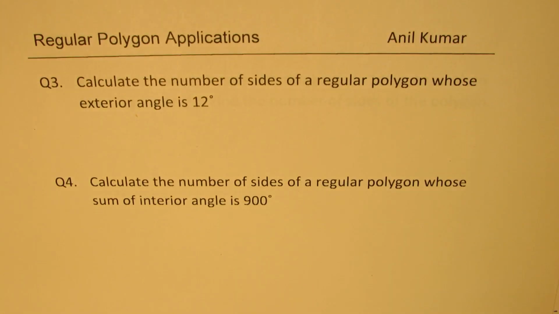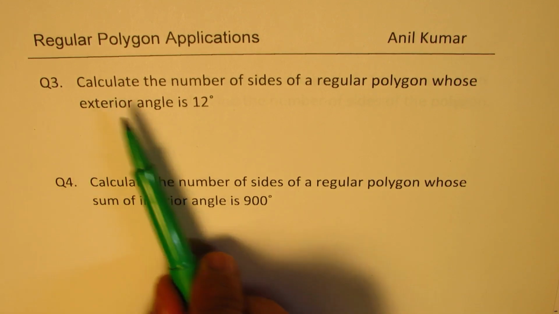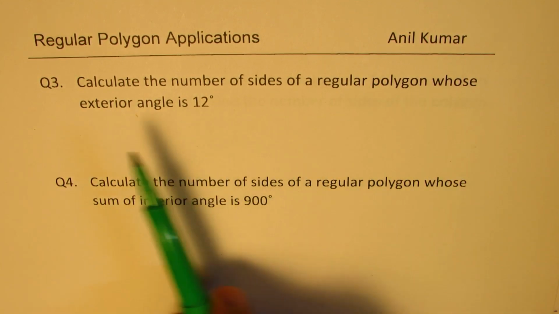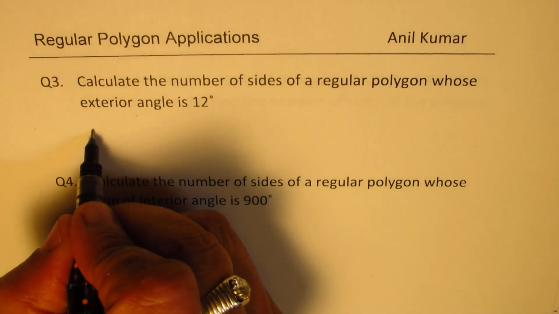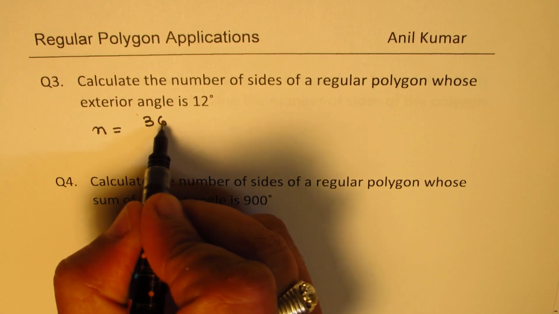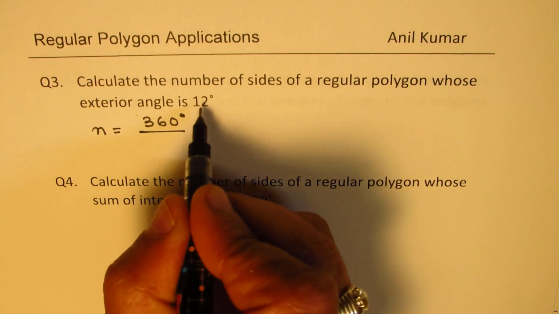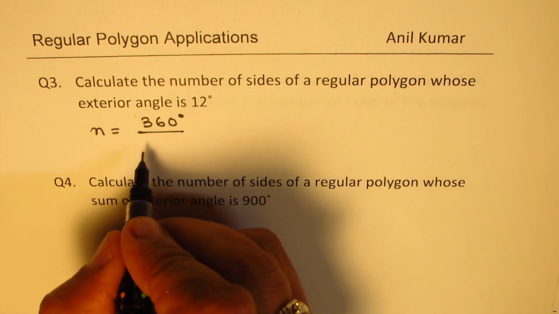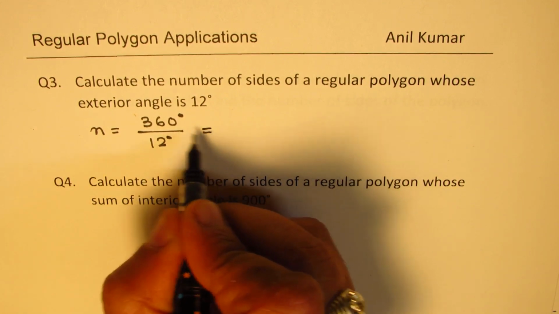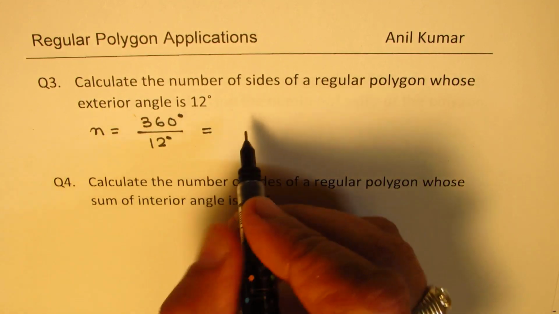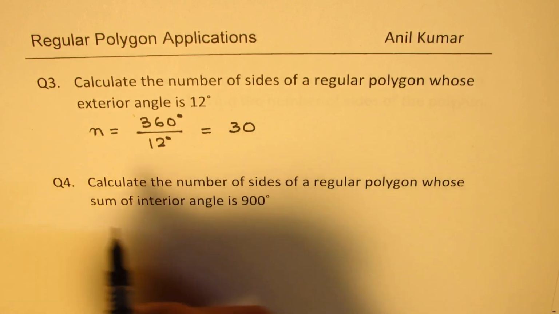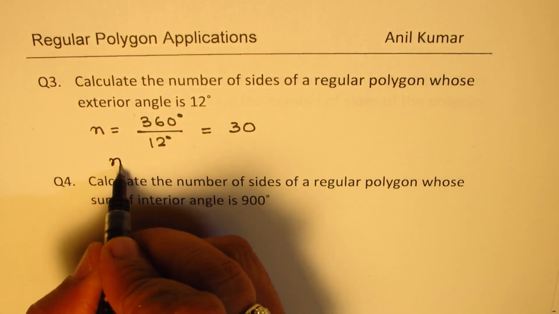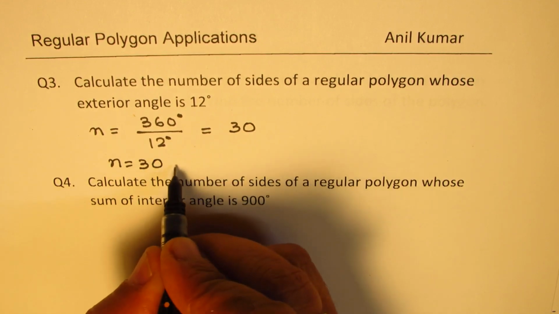Let's move on and answer question number 3, which is calculate the number of sides of a regular polygon whose exterior angle is 12 degrees. Well, we know the number of sides is equal to 360 degrees divided by the angle, which is 12 degrees, right? Straight away. So now you can divide, 12 goes 3 times, so we get 30, right? So the number of sides is 30. So we know n is equal to 30, 30 sides.